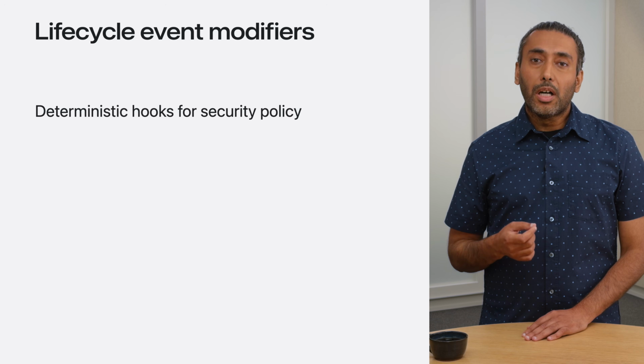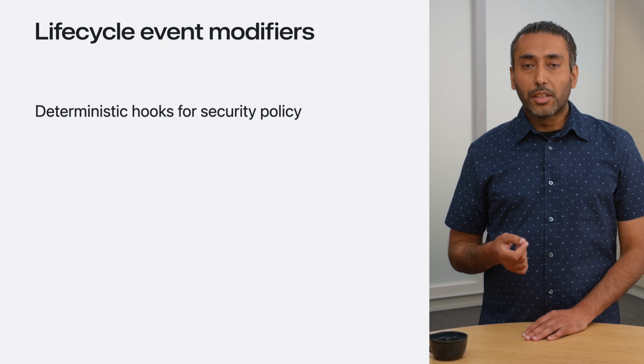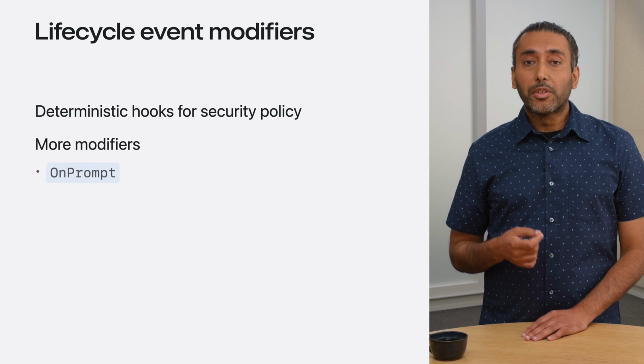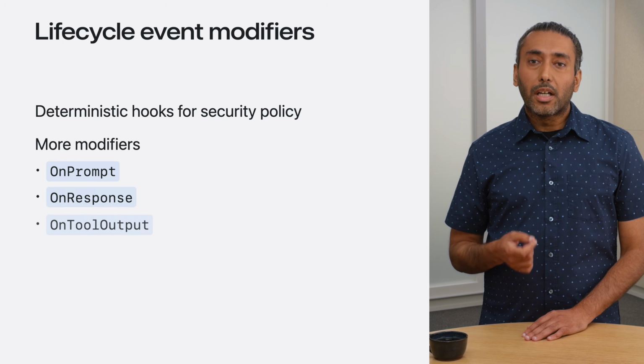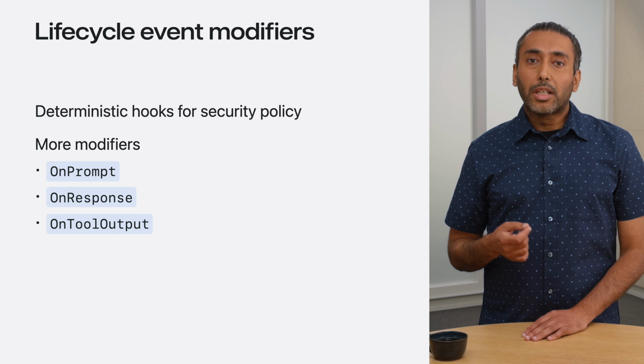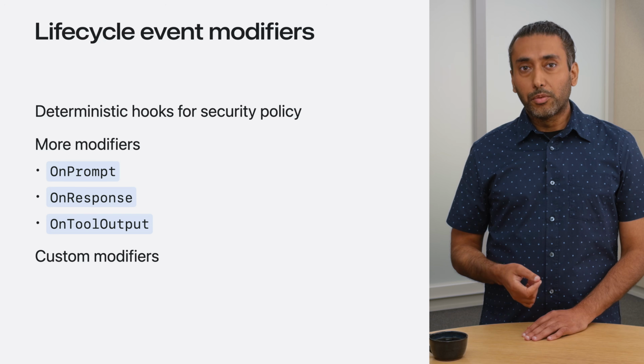Okay, so we saw how lifecycle event modifiers provide deterministic hooks for injecting security policy. But I did not cover all the modifiers. The framework provides many more that trigger at other critical points in the agentic loop. The framework also allows you to build your own profile modifiers and package them in reusable components. Do see the foundation models documentation to learn more about these and many other powerful features.